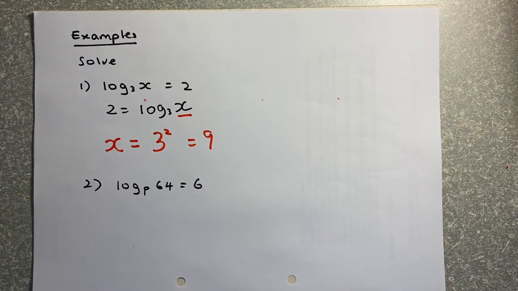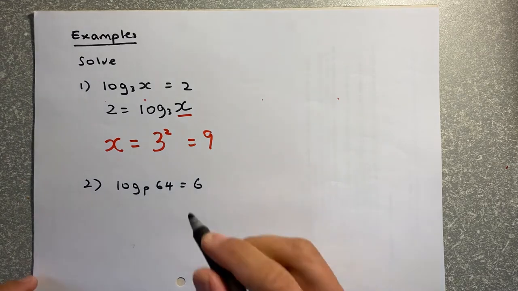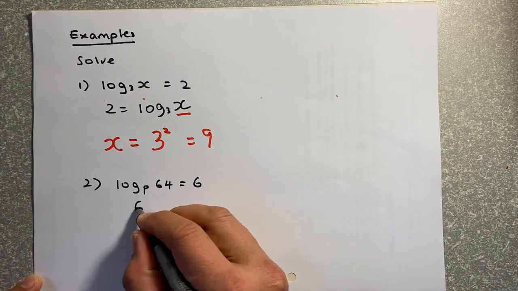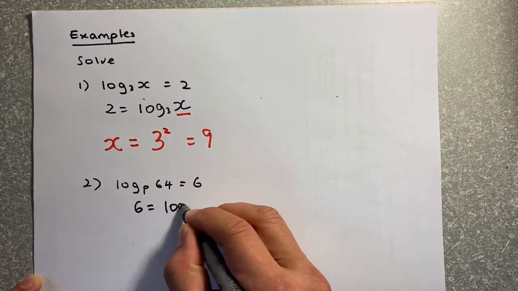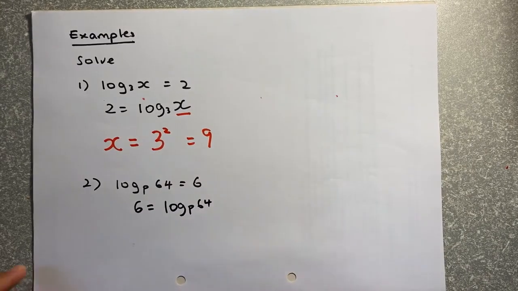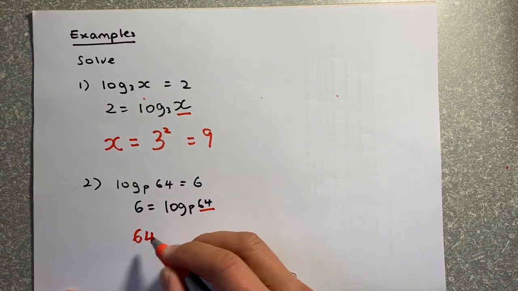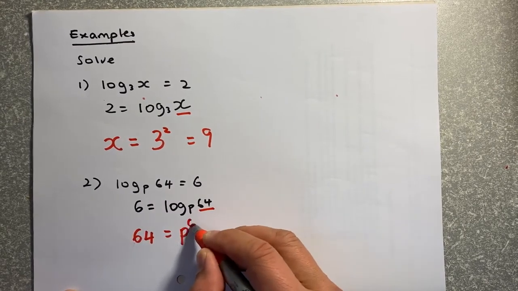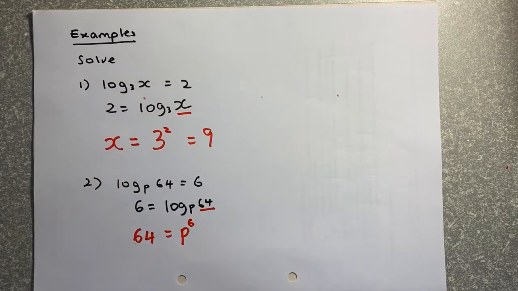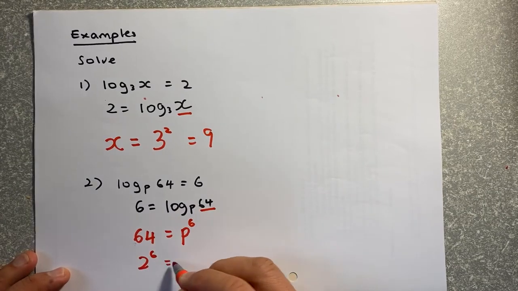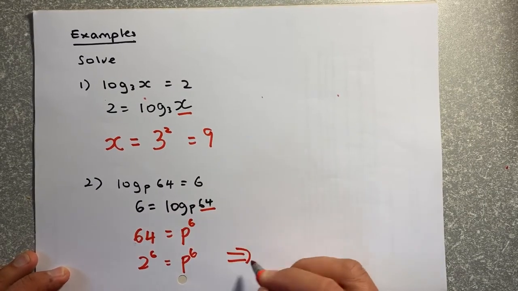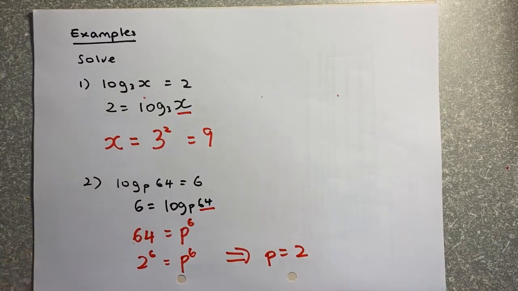Okay, so we shall do another question. Again, the single number goes on the left, so it's going to be 6 equals log to the base P of 64. The single number always has to be in front. Then we swap them around, so the last number becomes your first number, 64, equal to P to the power of 6. If you know 64 is actually 2 to the power of 6, that's equal to P to the 6. So we can conclude that P equals 2.